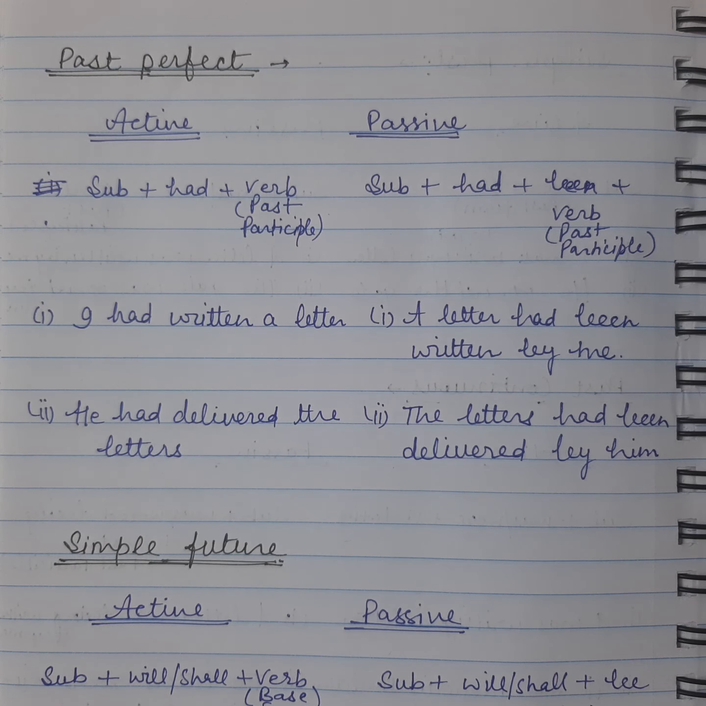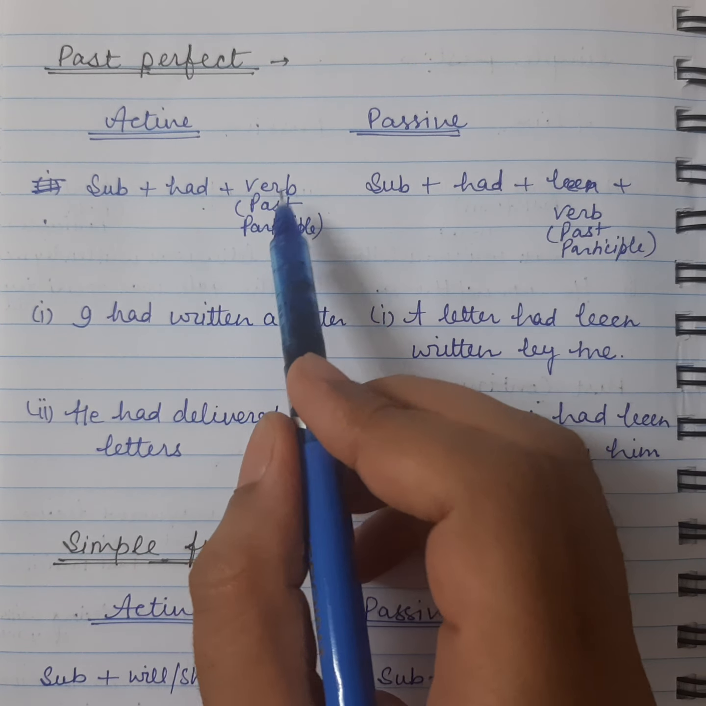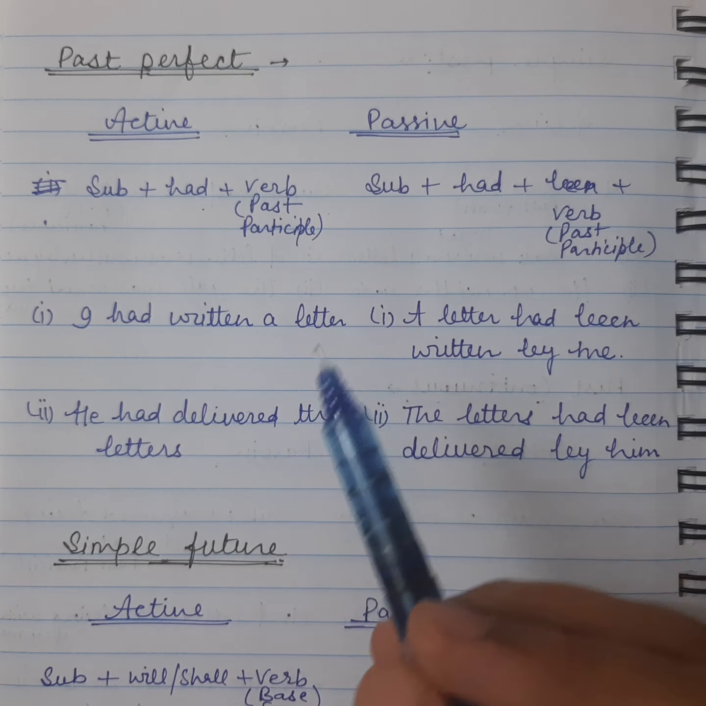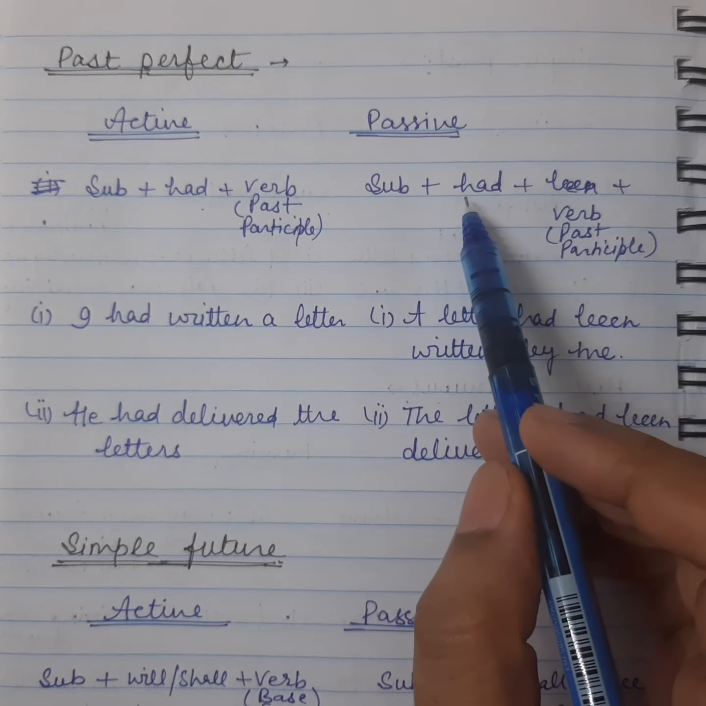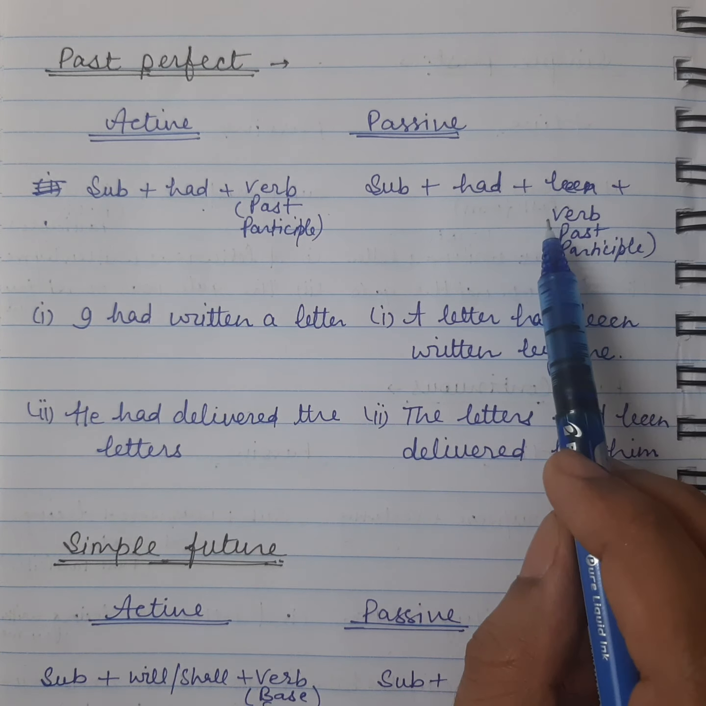So let's learn how we'll convert active voice to passive voice for past perfect tense. It will be exactly the same as we did for present perfect. For past perfect, in active voice we have subject, then had, then the past participle form of the verb, like this: I had written a letter. In passive voice, we have subject plus had plus been and then the past participle form of the verb.